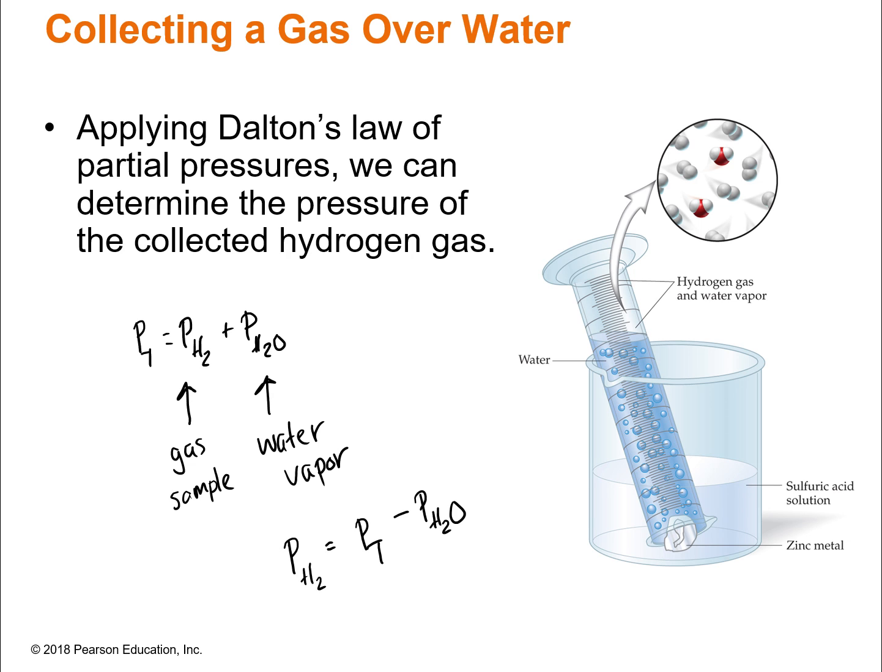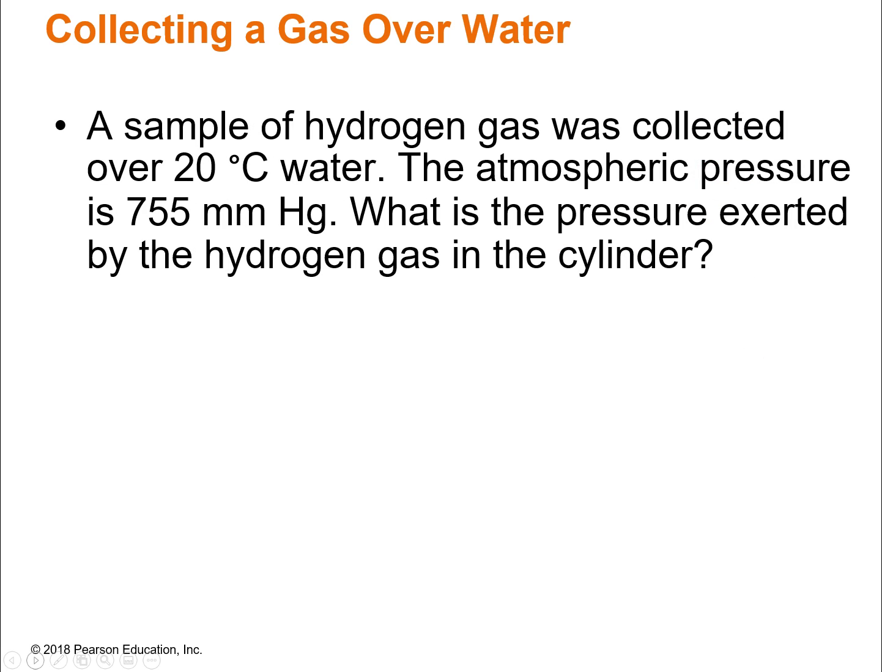Yeah, I can repeat that. And we have an example. We're going to actually do a calculation. So let's go forward one, we're going to do an actual problem. And it's the same idea of collecting gas over water. So a sample of hydrogen gas was collected over 20 degrees Celsius water. The atmospheric pressure is 755 millimeters of mercury. What is the pressure exerted by the hydrogen gas in the cylinder?